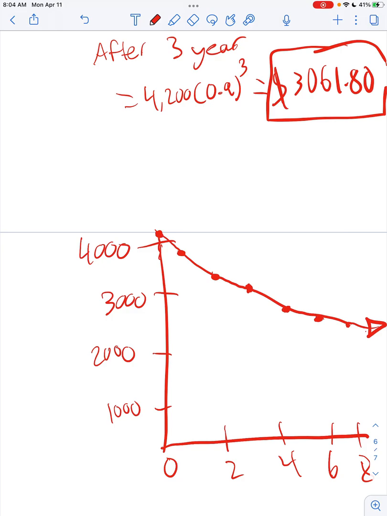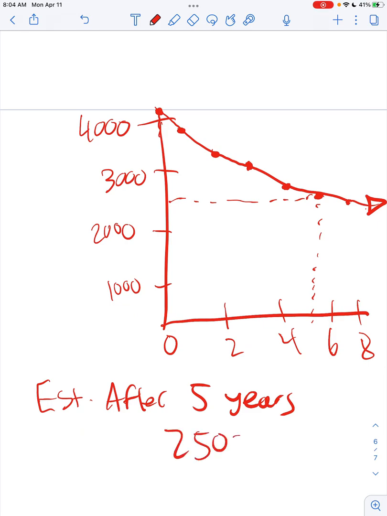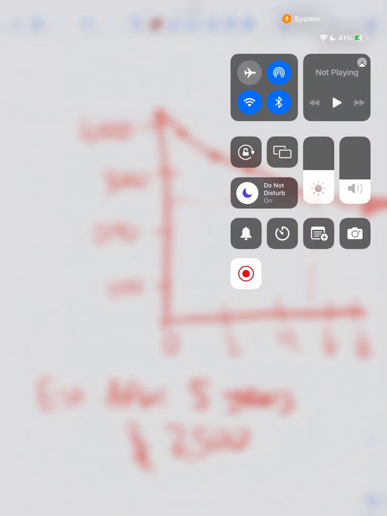So if I said use the graph to estimate what it would be after about 5 years, well, this is my 5-year mark. I'm going to estimate. Again, it's just an estimate. I would say that estimated after 5 years, that would be about $2,500. So if you tried to resell it after 5 years, you could estimate that you'd get about $2,500.